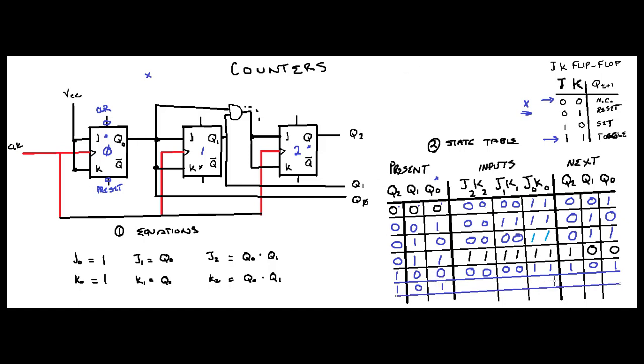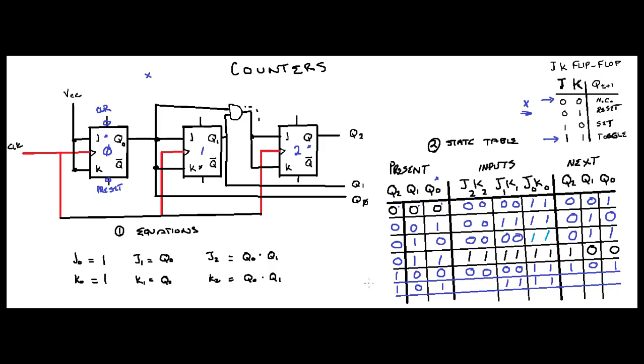All right, so let's fill this out, shall we? J0, K0 is going to stay 1, 1 because it's connected to VCC. It's never going to change. J1, K1 is going to equal Q0. Q0 is equal to 1, so this will be a 1, 1.